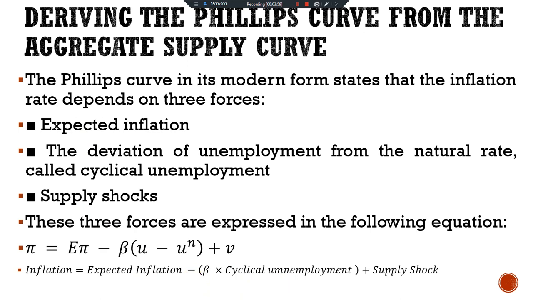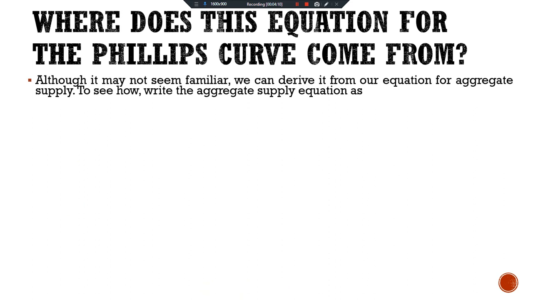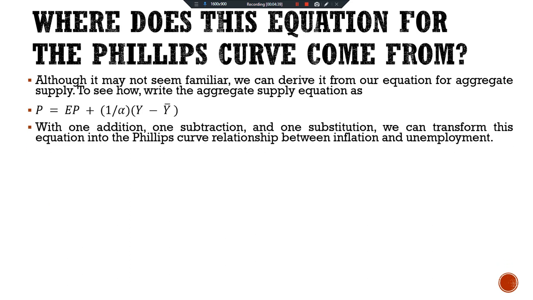So here we have one of the main questions to discuss: where does this equation for the Phillips curve come from? Although it may not seem familiar, we can derive it from our equation for aggregate supply. To see how, write the aggregate supply equation as P = EP + (1/α)(Y − Ȳ). With one addition, one subtraction and one substitution, we can transform this equation into the Phillips curve relationship between inflation and unemployment.